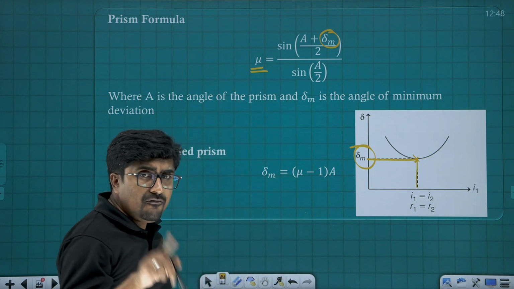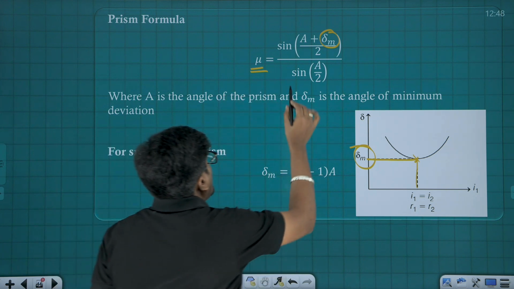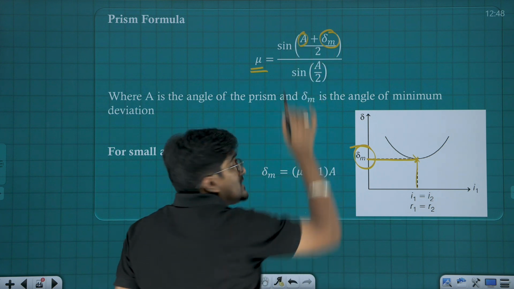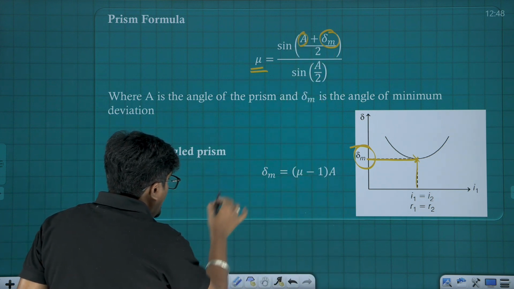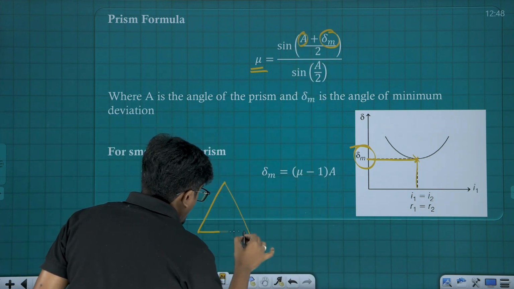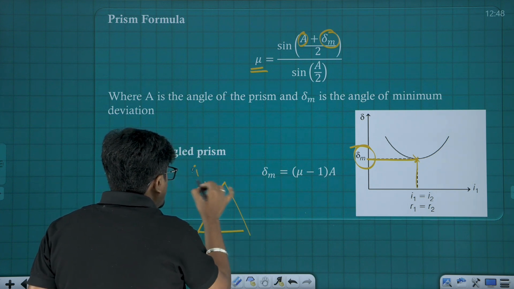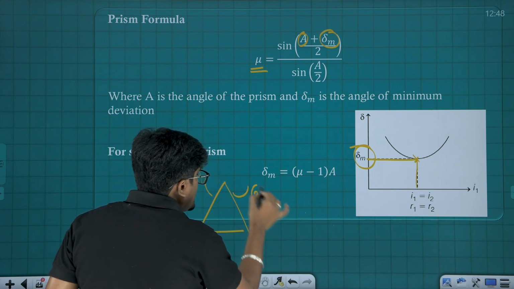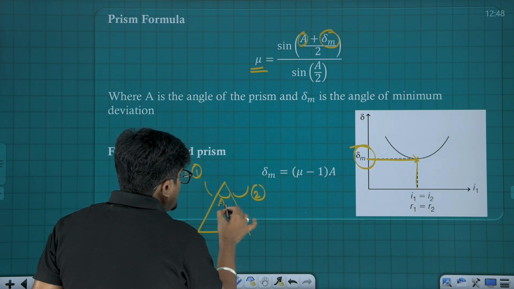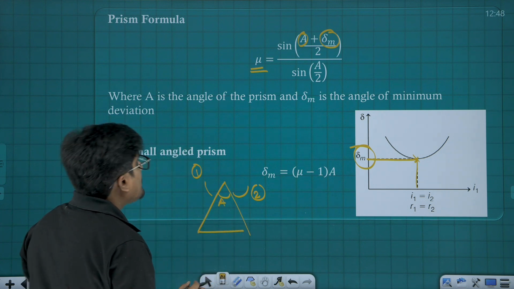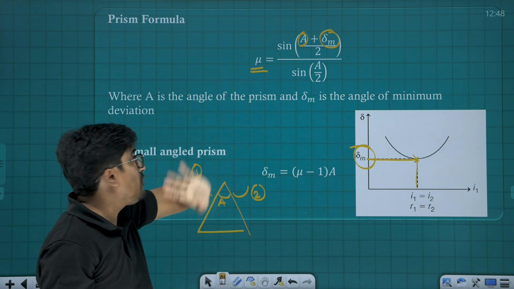And if we are having a small angle prism, okay, I forgot to tell about this capital A. Capital A is the angle of the prism. That means here this is refracting surface number 1 and here this is refracting surface number 2. The angle between these two is taken as capital A. So capital A stands for the angle of the prism.